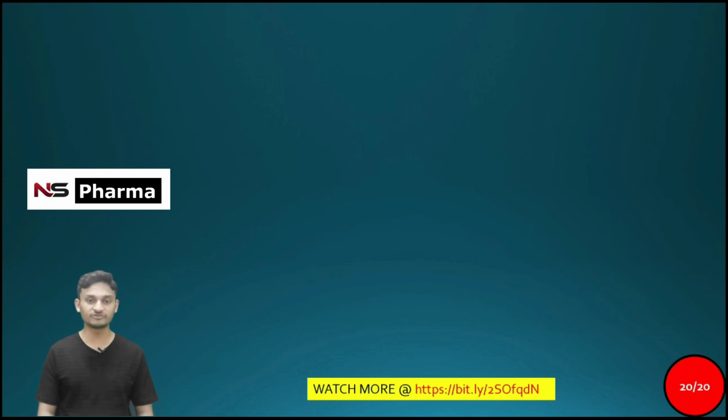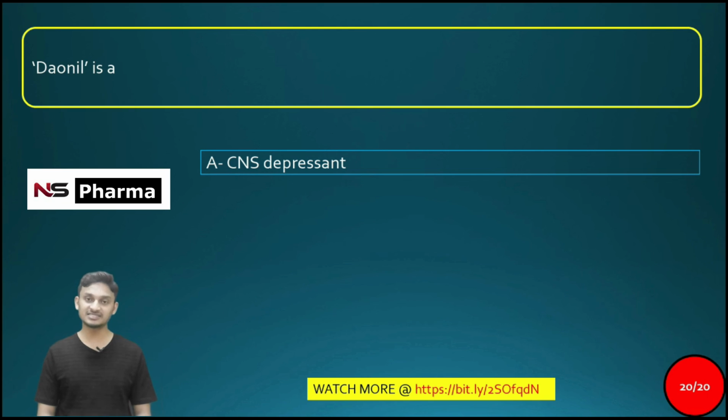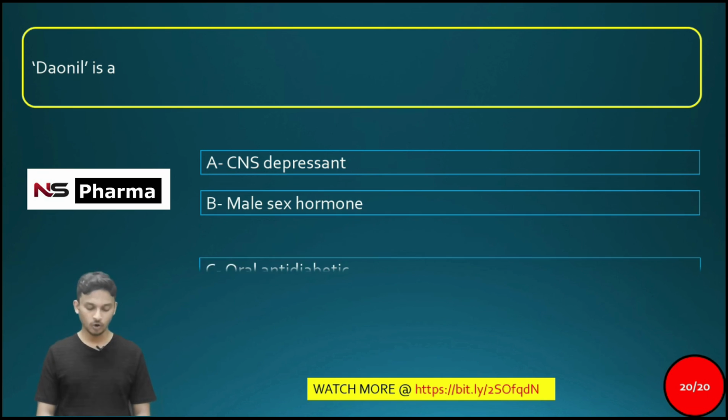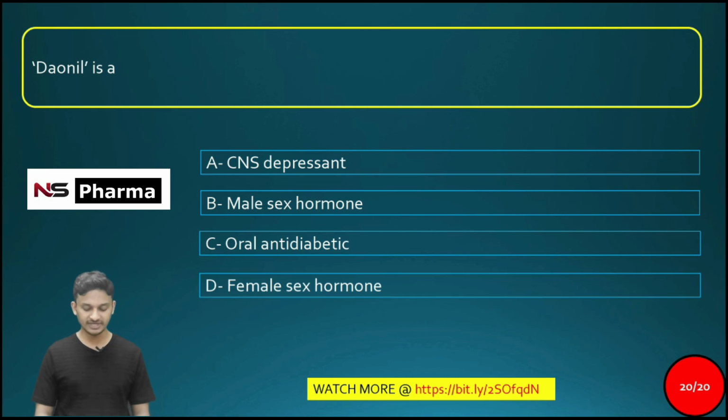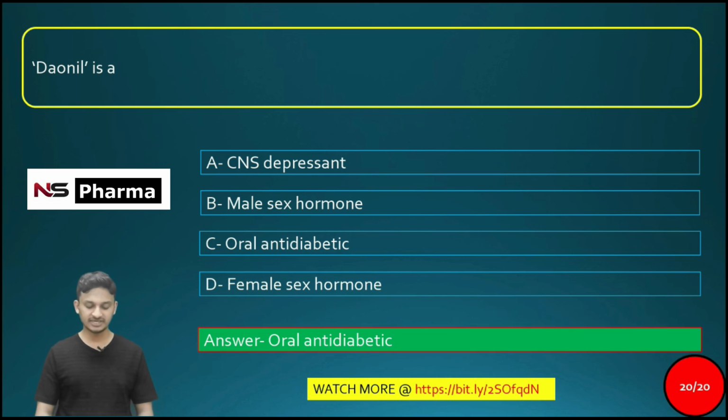Now we will move to the last question of this video, that is the 20th question. Diony is a brand name of some medicine. What is the name of the medicine inside the diony? It is not asked for the medicine name, it is asked for the class. Option A, CNS depressant. Option B, male sex hormone. Option C, oral anti-diabetic. Option D, female sex hormone. We know that diony is an oral anti-diabetic. So the correct answer is option C.